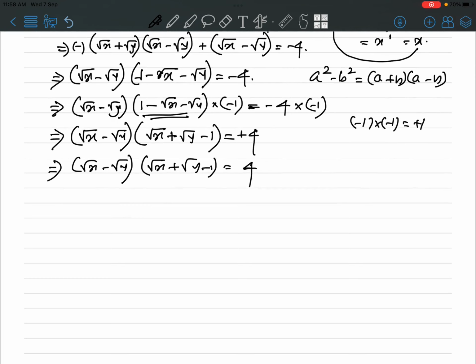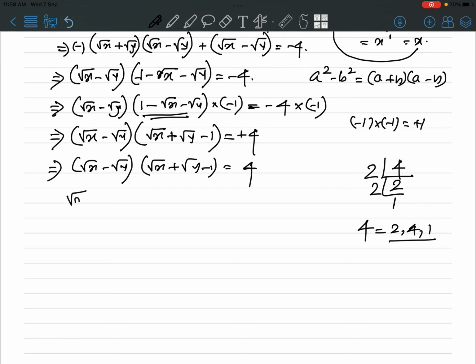We are getting that root over x minus y into root over x plus y minus 1 equals 4. Now we are going to factor the 4 out. How are we going to get it? If we divide the 4 by 2, then 2 divided by 2 is 1. Then what are the factors of 4? That is 2, 4 and 1.